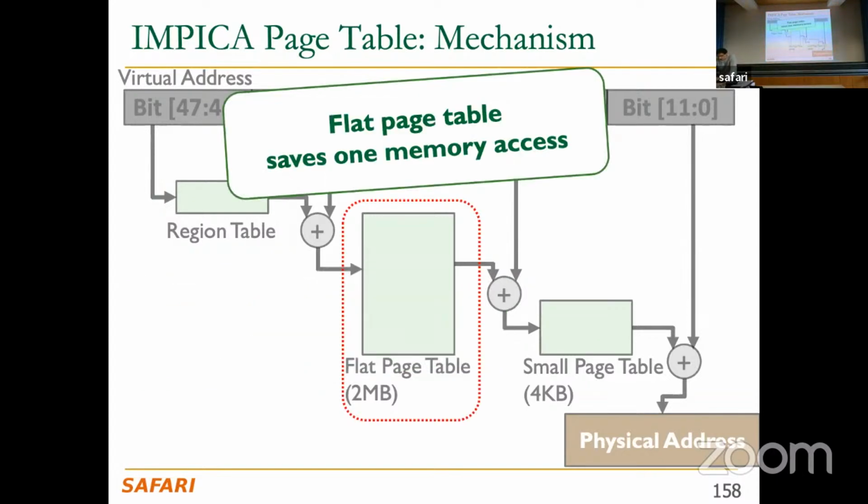The flat page table is larger, but it saves one memory access. We don't need to go repeatedly to memory as you have to do with regular page table walkers that you have in CPUs. So this is a way of saving memory accesses while providing the ability of translating virtual addresses into physical addresses.